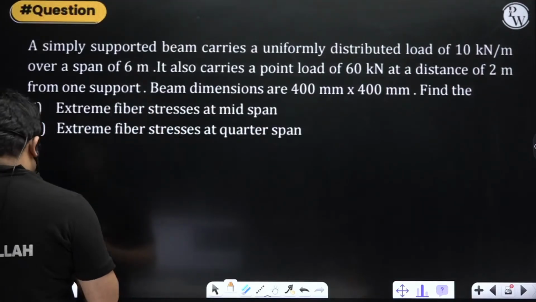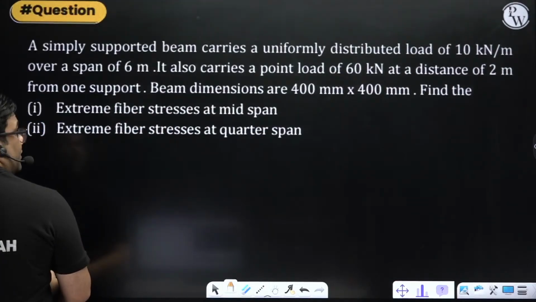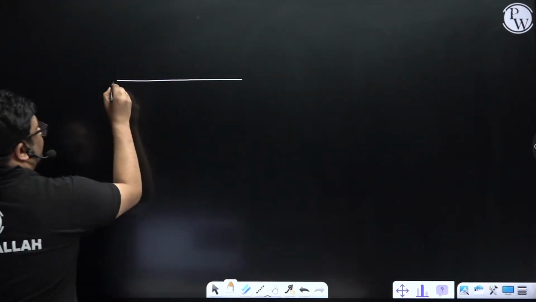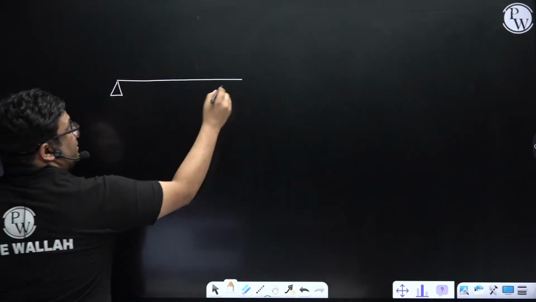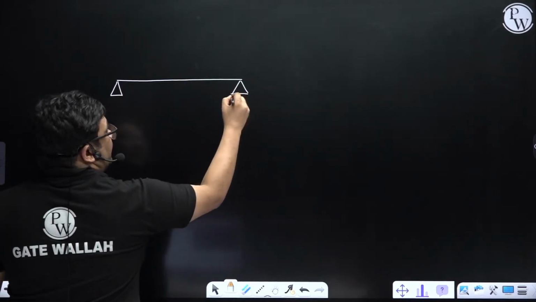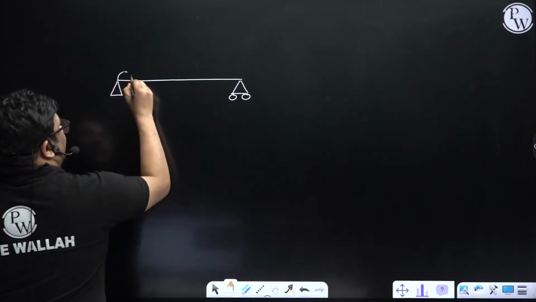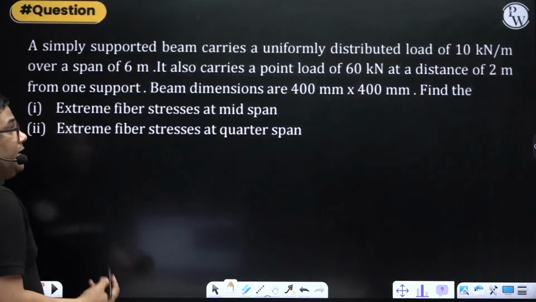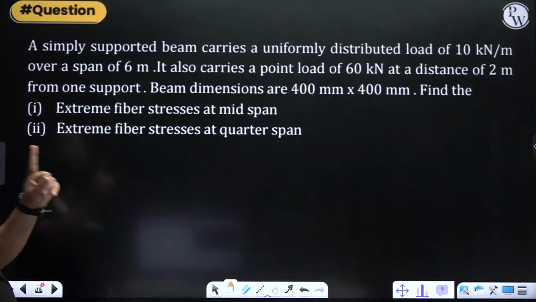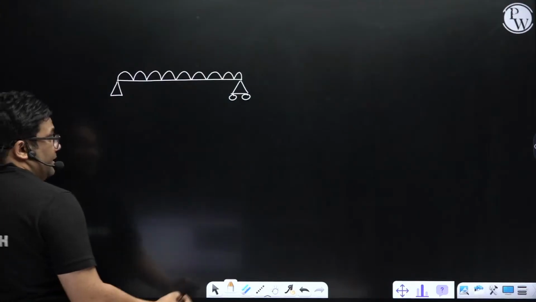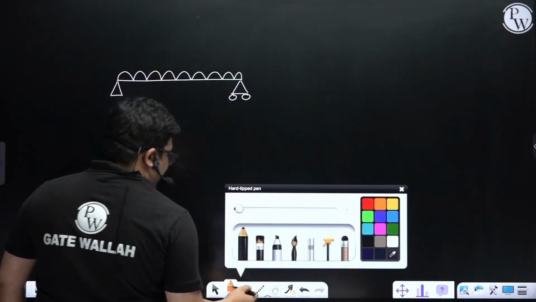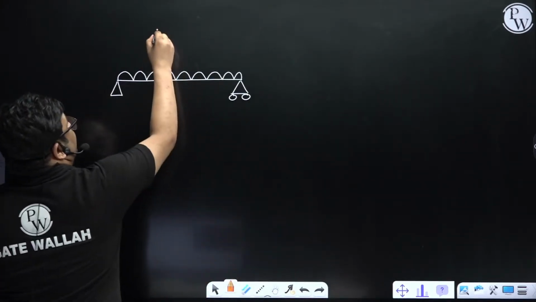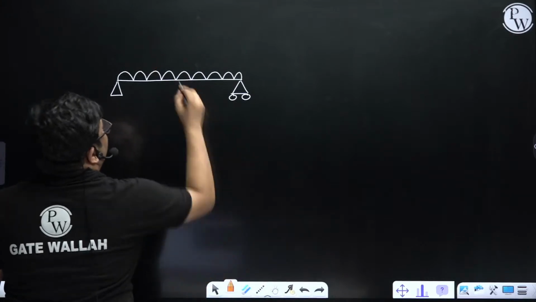Here we can't use it directly. Why? Because the loading is not direct actually. So first of all, it is a simply supported beam like this. A UDL is acting and then a point load is also acting. But the point load is not acting at the center. It is acting at 2 meters from one support, 2 meters from one end.